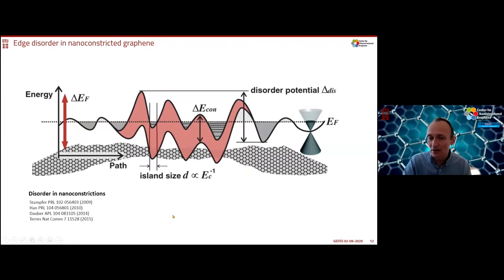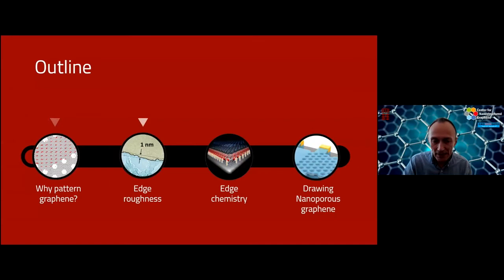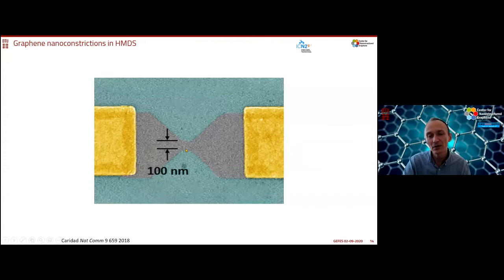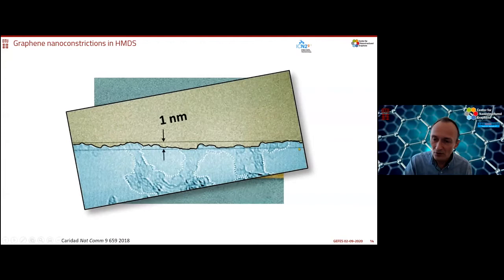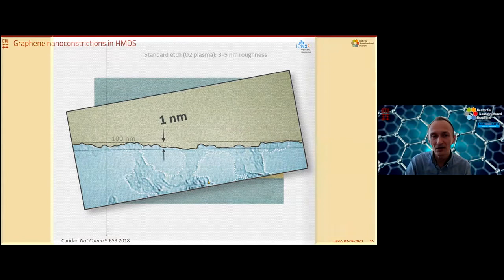And I'll show you how that is. So this is a 100 nanometer nanoconstriction. It's not that narrow. We fabricated these and noted that we couldn't get conductance quantization in these. You have to fine tune your patterning onto the nanometer scale until they start to behave like they should. So although it's 100 nanometers wide, just 1 nanometer of disorder matters.